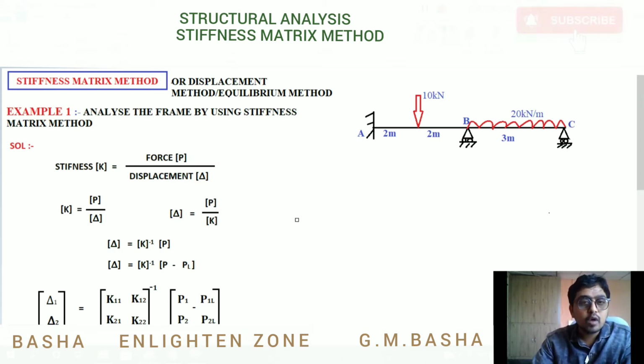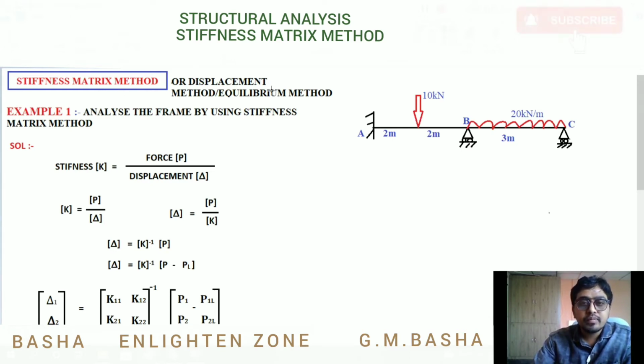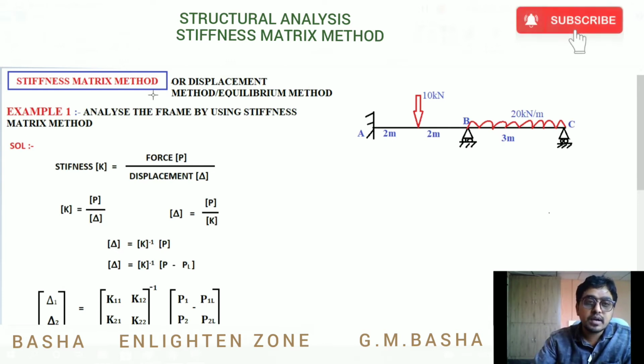In this lecture, I would like to solve one example based on the stiffness matrix method. The stiffness matrix method is an excellent extension of the slope deflection method. It is also called the displacement method and the equilibrium method. While solving the problem, we are using stiffness matrices. That is the reason this method is also called the stiffness matrices method.